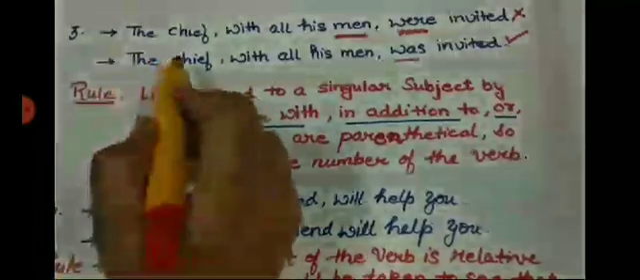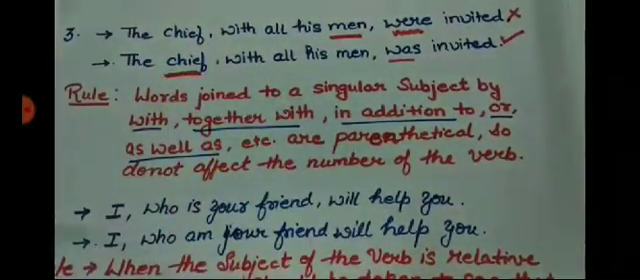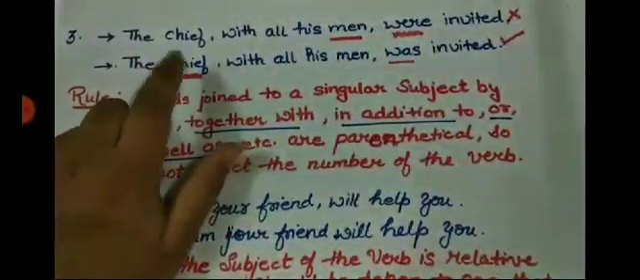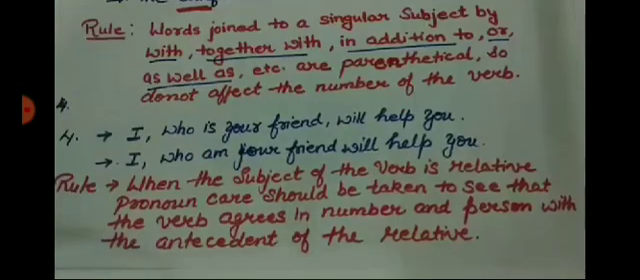So they do not affect the number of the verb. It means I have to look at this "chief". Okay, this is the main subject. So I have to use the verb according to this singular subject. So "the chief with all his men was invited" will be the correct sentence. Let us move on to the next one.